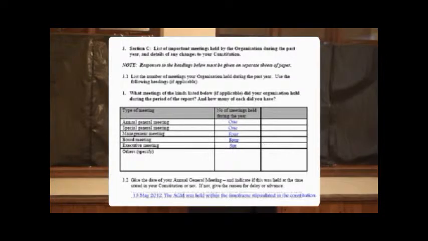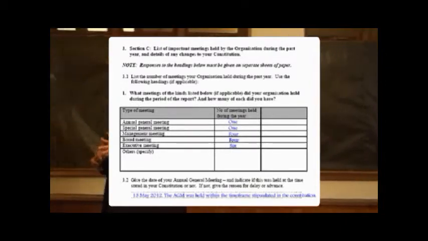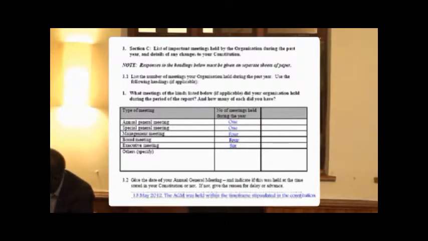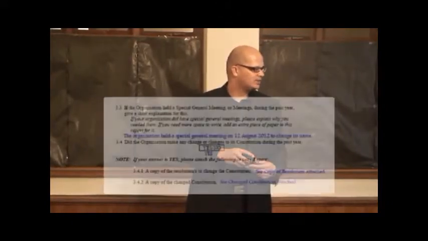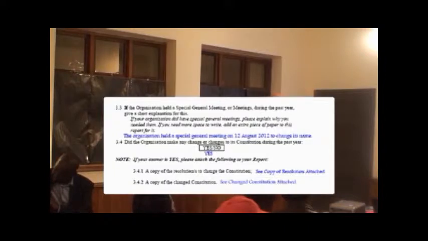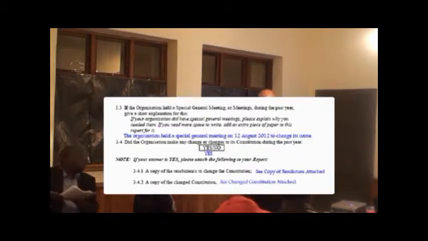Give the date when the annual general meeting was held. Sometimes the constitution would say the AGM must be held within, say, 6 months of your financial year end. So then you must just say that it was held within that period. They also ask if there's any special general meetings, and also if you've changed the constitution. So we'll talk about any changes that were made to the constitution.